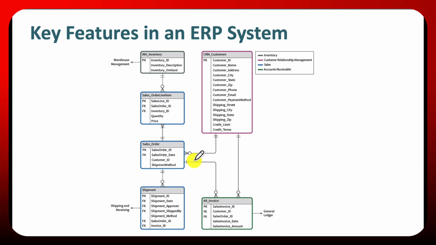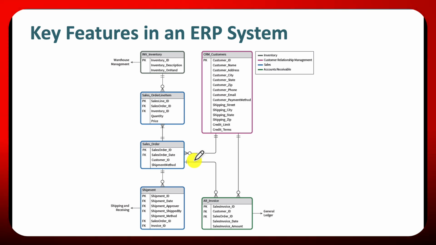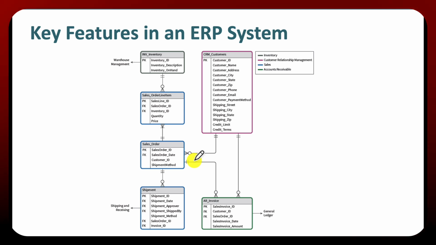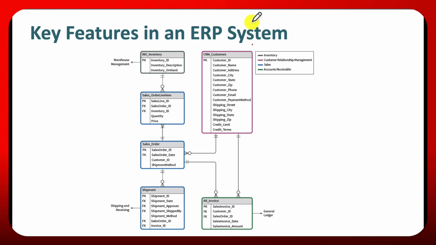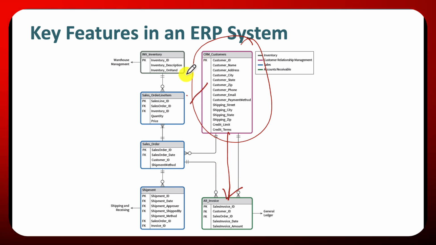Key features in an ERP system. So the entity relationship diagram of several ERP modules demonstrates how the blend of different departmental data needed is easier to maintain and acquire if we have an integrated ERP system. So here you see the customer table, and you see this as part of the customer relationship management aspect of the ERP system, but it does relate to accounts receivable and then also to sales and to the sales order.